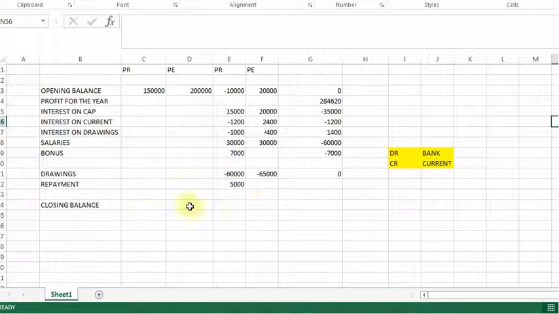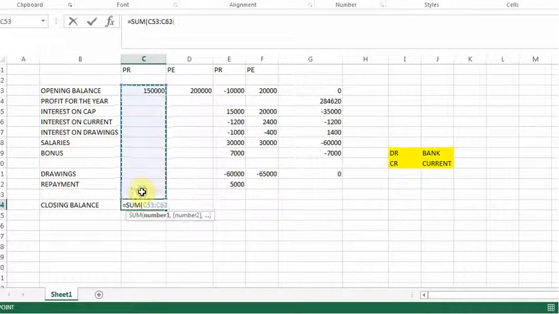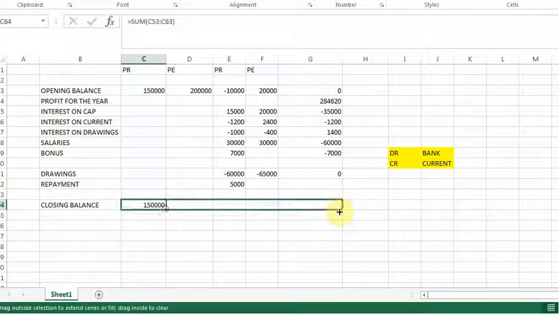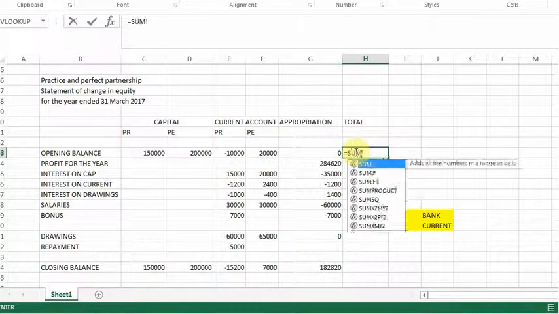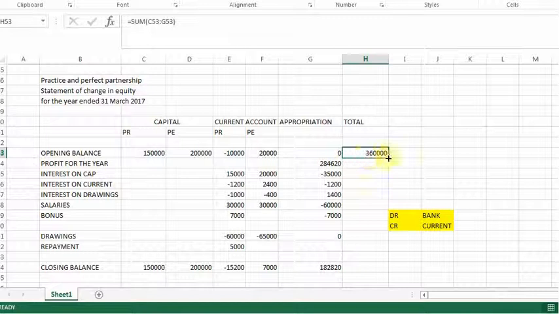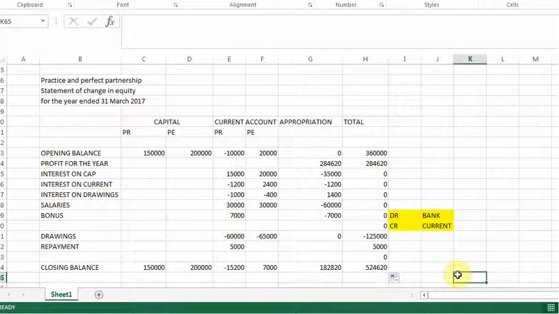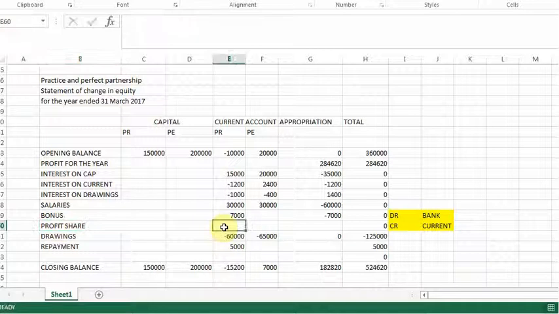So I need to go to my closing balances. I'm just going to use the sum function. I'm going to add everything up. And also then for the total column here, I need to add everything horizontally to get to my final balances. And there we go. We forgot about the profit share here, I see now. I just want to type that in as well.